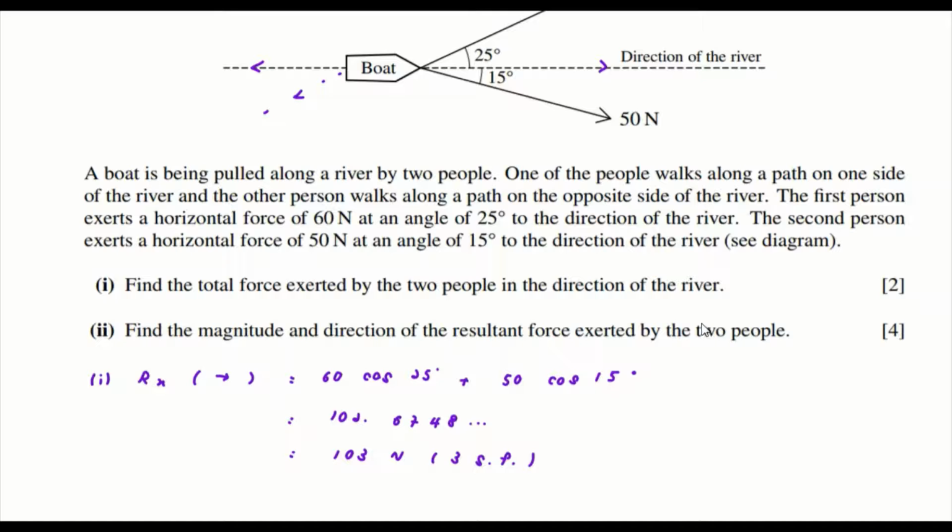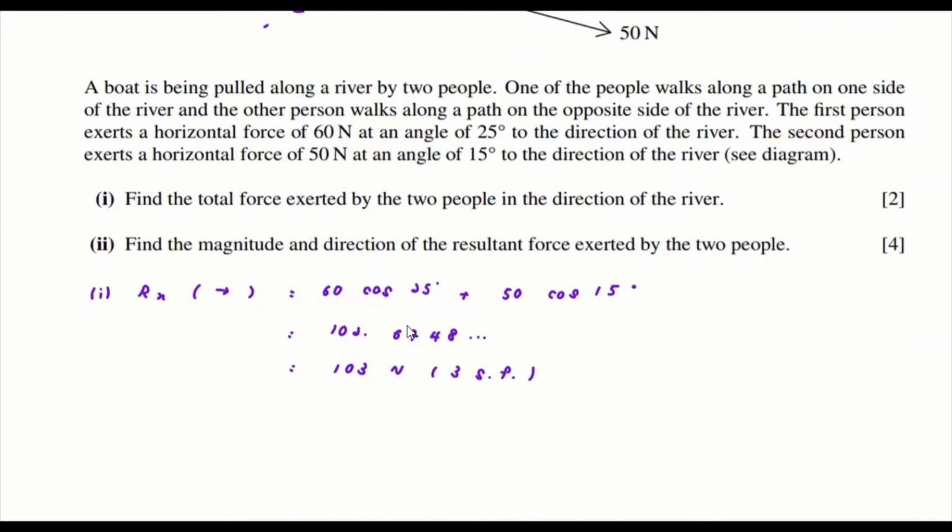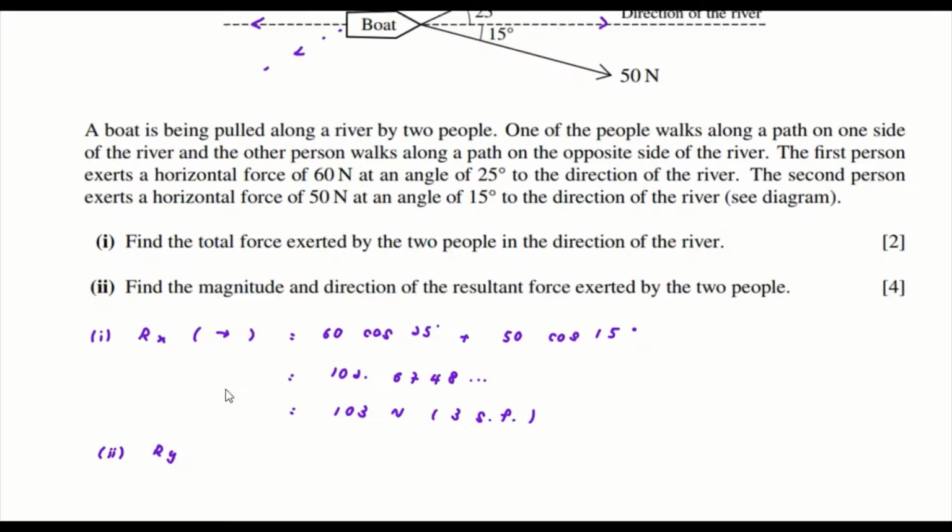Okay, number 2, find the magnitude and the direction of the resultant force exerted by the two people. Which means just now you already got the component for x. So now we need to find the component of y so that we can find the resultant force. So same thing, let's do the resultant for y. It will be the same thing.